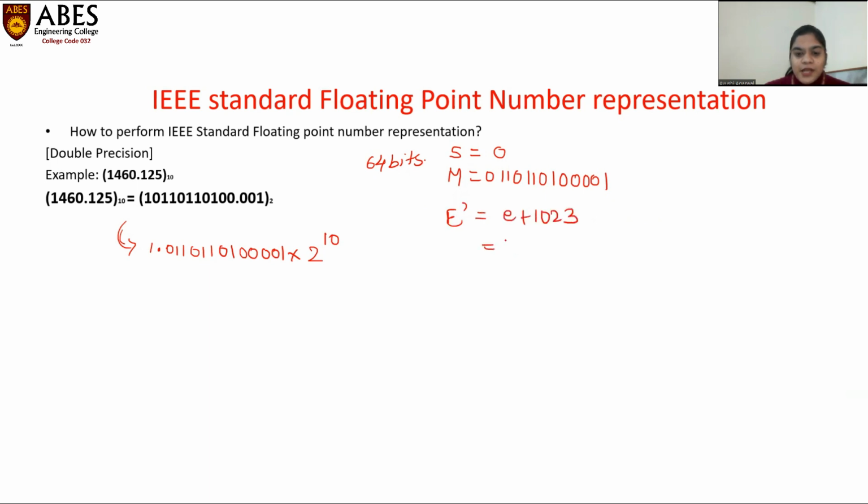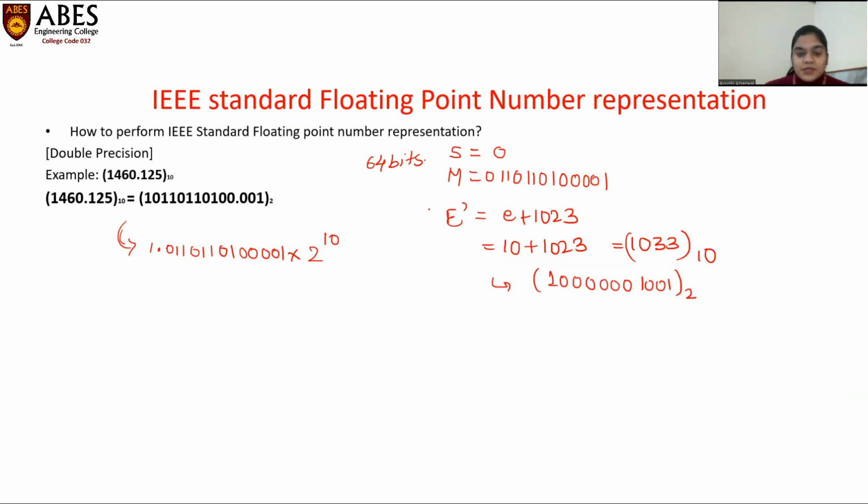So over here E value is 10. So it's 10 plus 1023, which is equal to 1033. Right? This is our decimal value. Now we will convert it to its equivalent binary value, which you will calculate as 10000001001. So this will be our equivalent binary value for 1033.